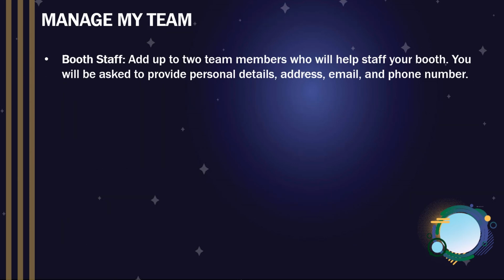Moving along, the lead exhibitor for your booth will want to be sure to take some extra steps to ensure your booth and team are ready for launch day. This person will want to add additional booth staff ahead of time. Up to 2 team members can be added to help staff your booth. You will be asked to provide personal details, including the address, email address, and phone numbers for these individuals.